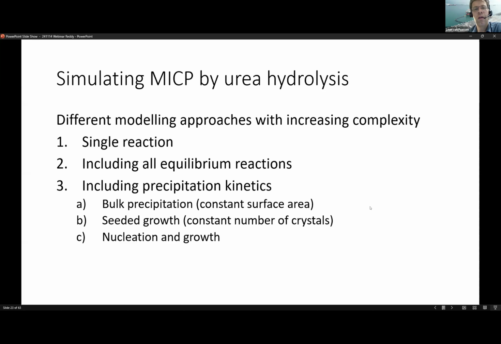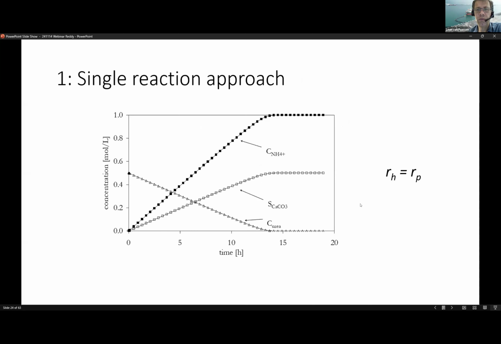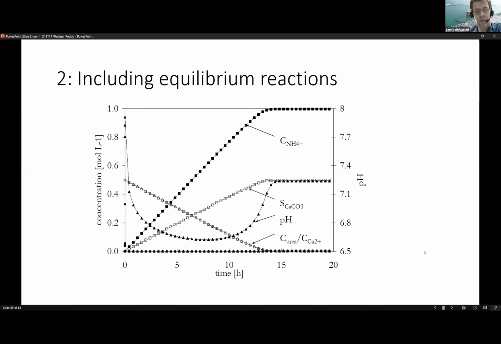between the different models. So first, starting with a single reaction, which is this 1 urea plus 1 calcium chloride goes to 1 calcium carbonate. And you can see that as you consume urea, you produce calcium carbonate and you produce ammonium. So quite a simple model. And I also assume here that the hydrolysis rate is equal to the precipitation rate.